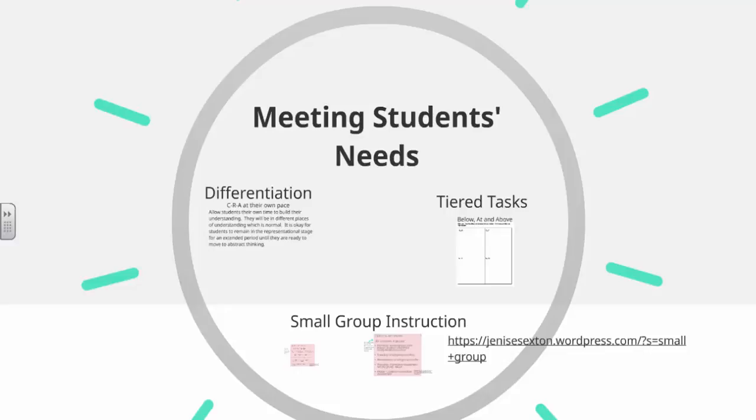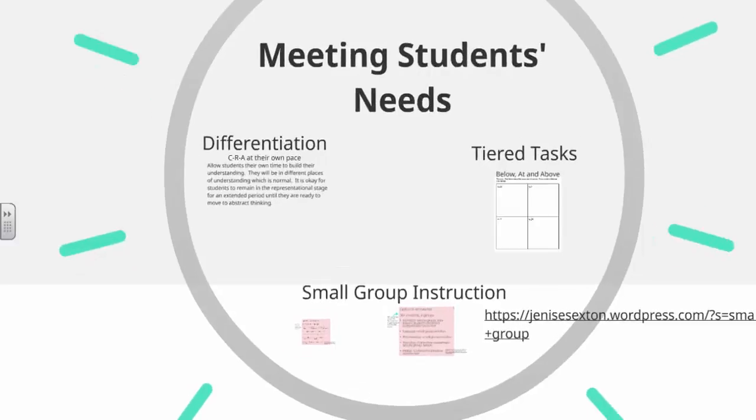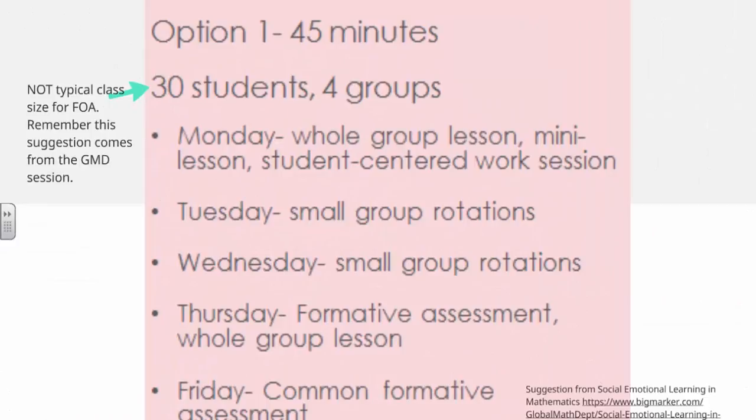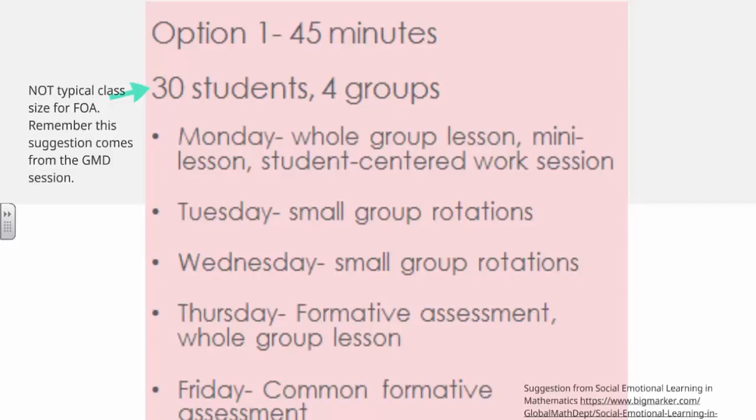Meeting with small groups of students is certainly beneficial. We have pulled suggestions from implementing small groups. The link listed will provide insight on how other teachers are implementing small groups at the secondary level. This suggestion comes from the Social Emotional Learning Mathematics session from the Global Math Department. It lists a class size of 30 students to demonstrate you do not have to have a small class size to implement small group instruction. The Georgia Department of Education is not suggesting the Foundations of Algebra class sizes be increased to 30 students.